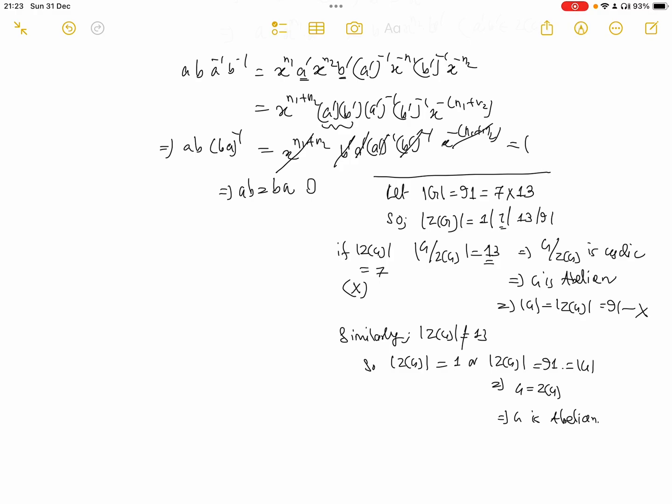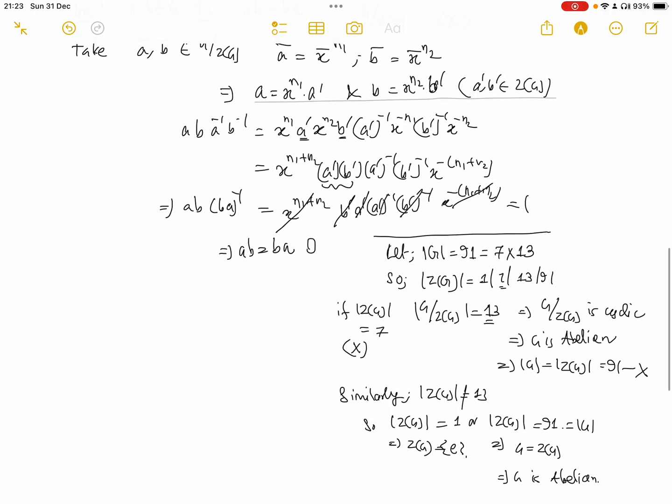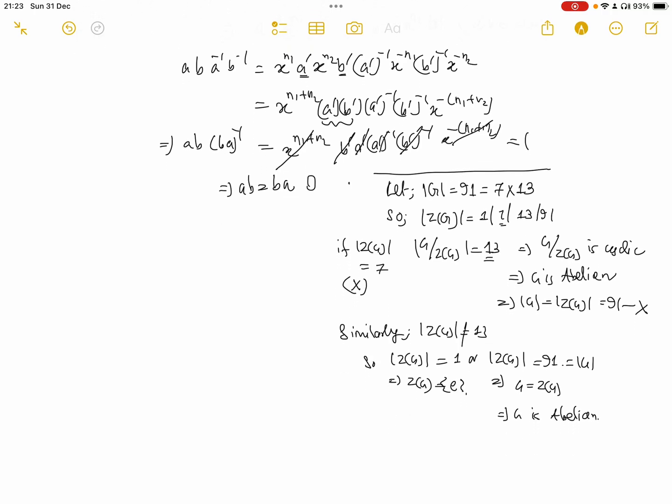So from this application, you can directly say that any non-abelian group of order 91 must have trivial center. There is nothing in between. Either it is full G or it is just this, which means this is just identity. So that is a nice application.